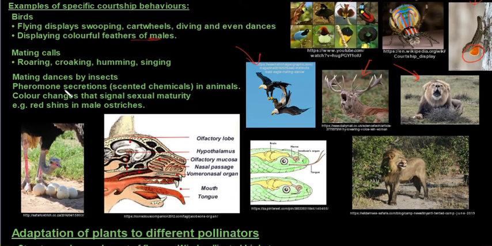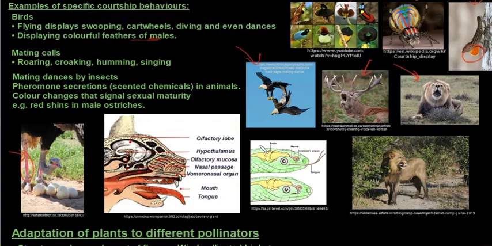And then they also have pheromone secretions, so scented chemicals in animals, or color changes that signal sexual maturity, such as in the ostrich. So male ostrich, when they are ready to mate, their shins will become this pinkish color to signal to the females that they are ready.